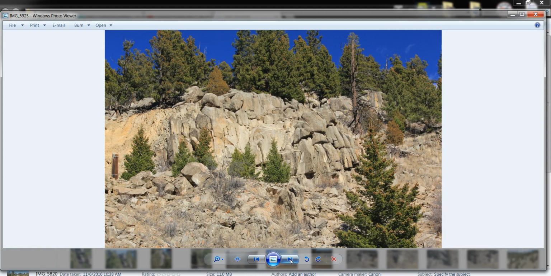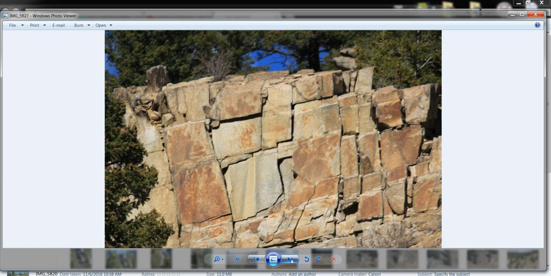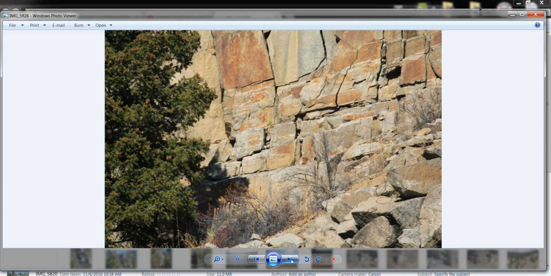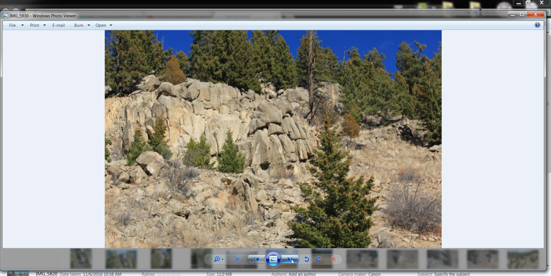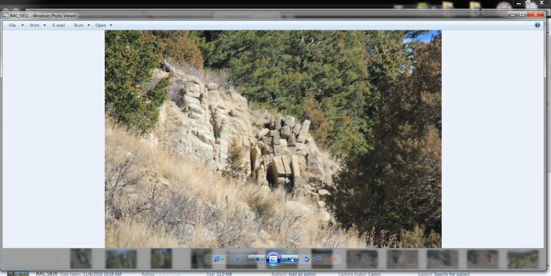That one was still somewhat intact, a lot more than a lot of the others. Here's a closer up image of it. Here's another two rocks right here. You can see that they're separate from each other, but they're identical in their design.